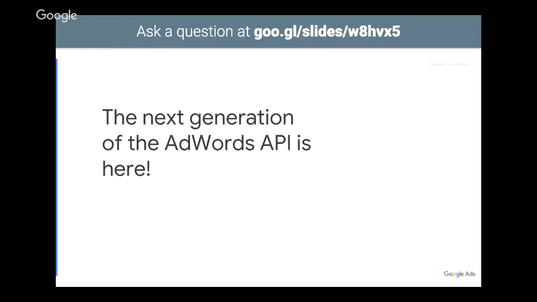Overview. The next generation of the AdWords API is here. So if you tuned into our previous webinar, you may have noticed that this is a little bit of a variation on a theme. The last webinar presented that the next generation of the AdWords API is on its way. So the variation, and the thing that we want you to take away, if you get anything out of this webinar, is the Google Ads API beta is here.